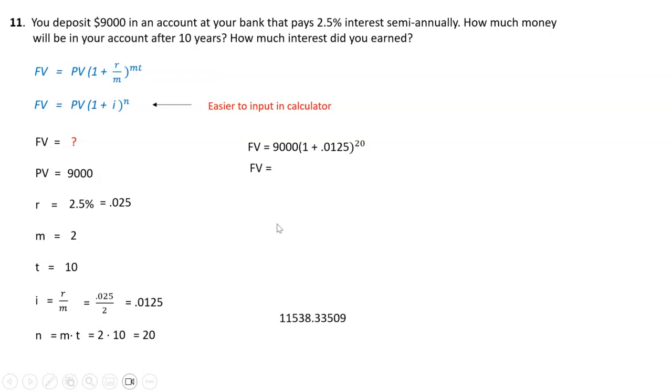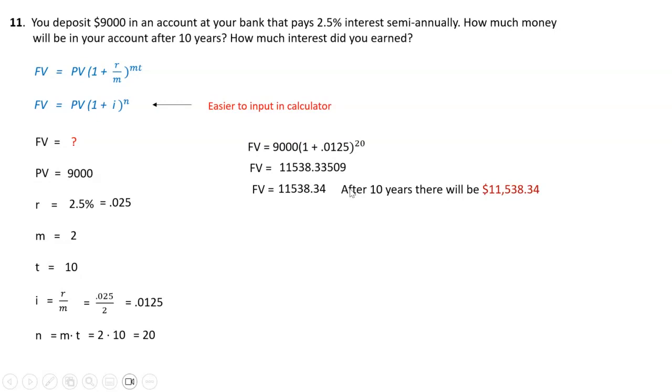We use a calculator, and this is the result. It's going to be 11,538 and 34 cents, right? Because we round to the nearest penny. So the 3 here in the hundredths place is my penny. So we're going to go to the thousandths place. Since if this is 5 or more, we add 1 here, which would be 4. So it's going to be $11,538.34 after 10 years. So how much interest did you earn?